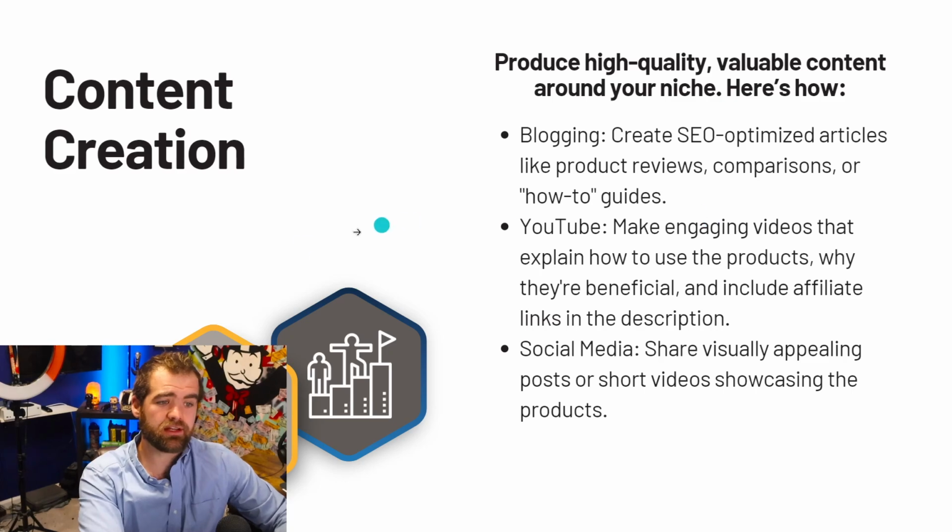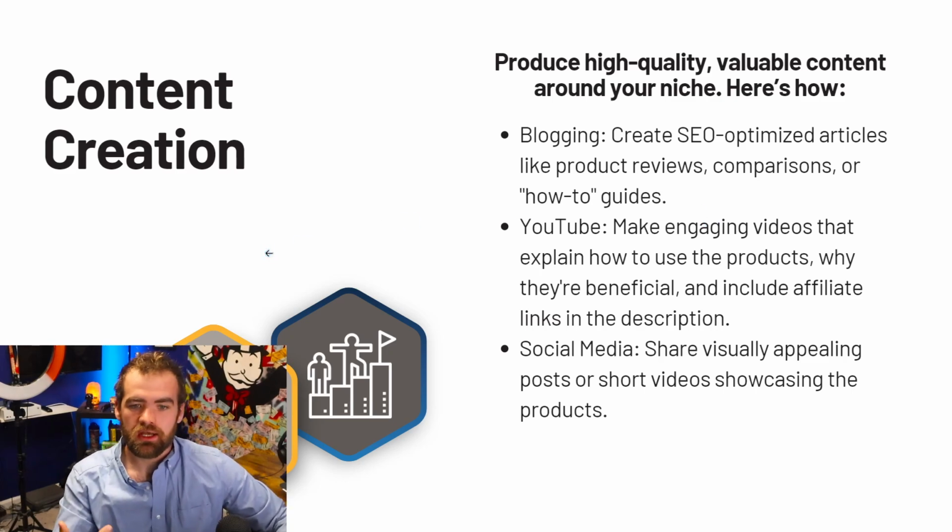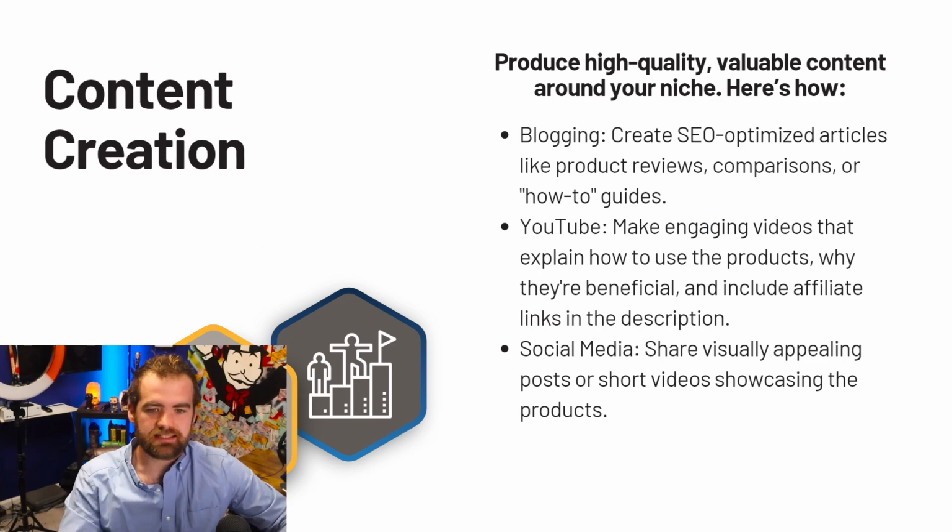The next thing here is content creation. So blogging, you need to do, like I said, product reviews, comparisons, or how-to guides. YouTube videos, make engaging videos that explain how to use the products, why they're beneficial, and include the affiliate link in the description. Obviously, all other social media, share visually appealing posts or short videos showcasing the products.